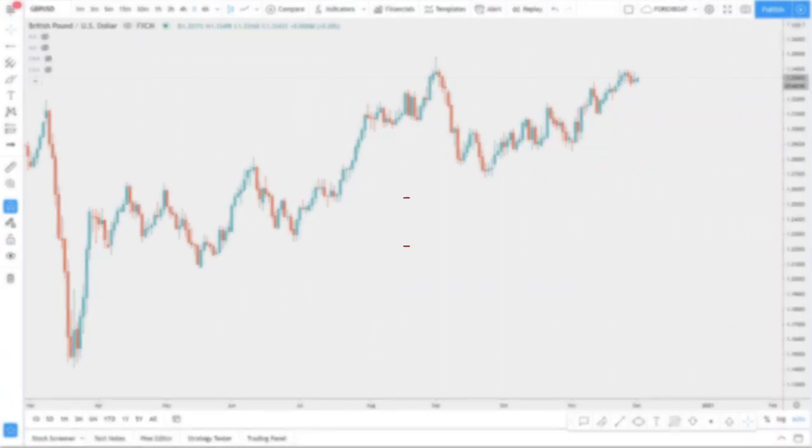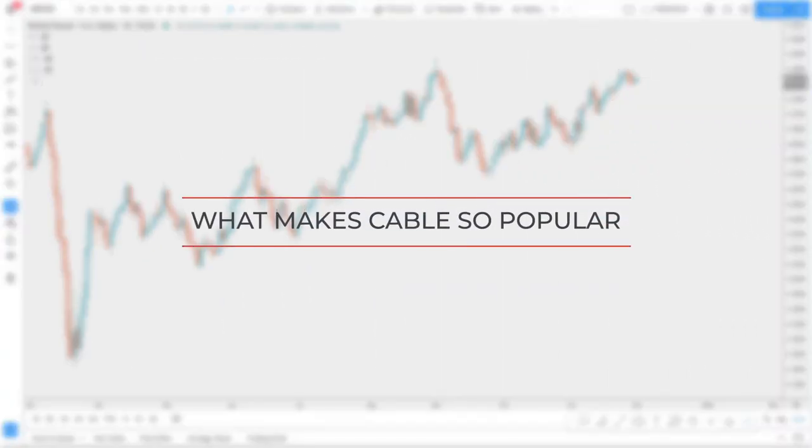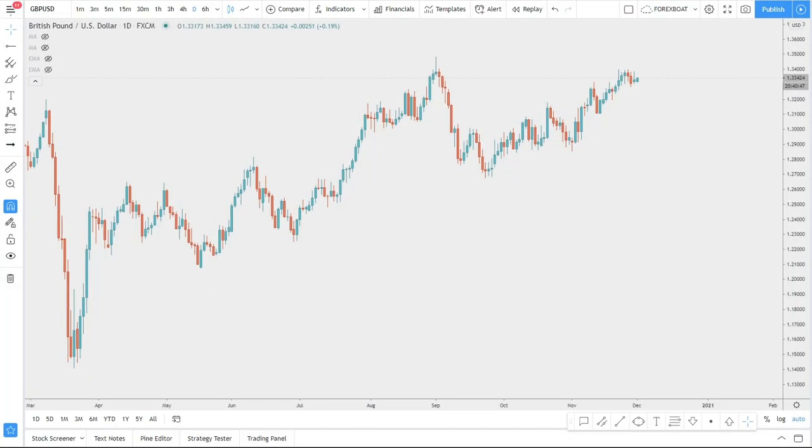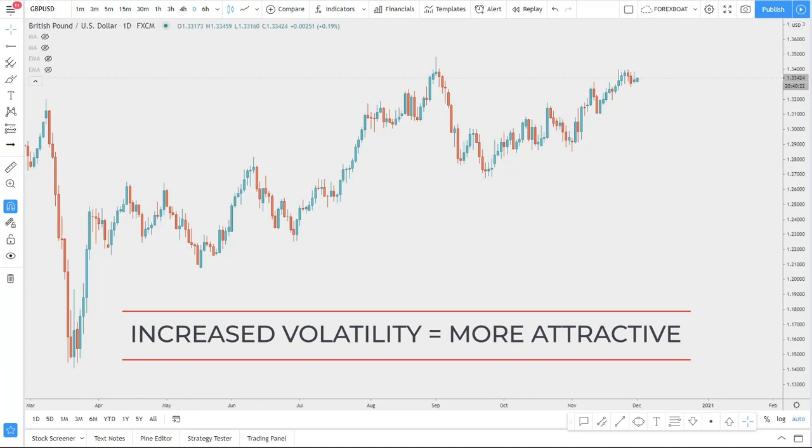So what makes cable such a popular currency pair? Of course, this is the volatility that this pair provides, because if we compare to the euro versus dollar, the volatility is much higher, thus the opportunities are bigger. While the euro dollar could move 10 pips, pound dollar could move 30 pips. So this huge volatility or increased volatility is what makes it attractive for traders.